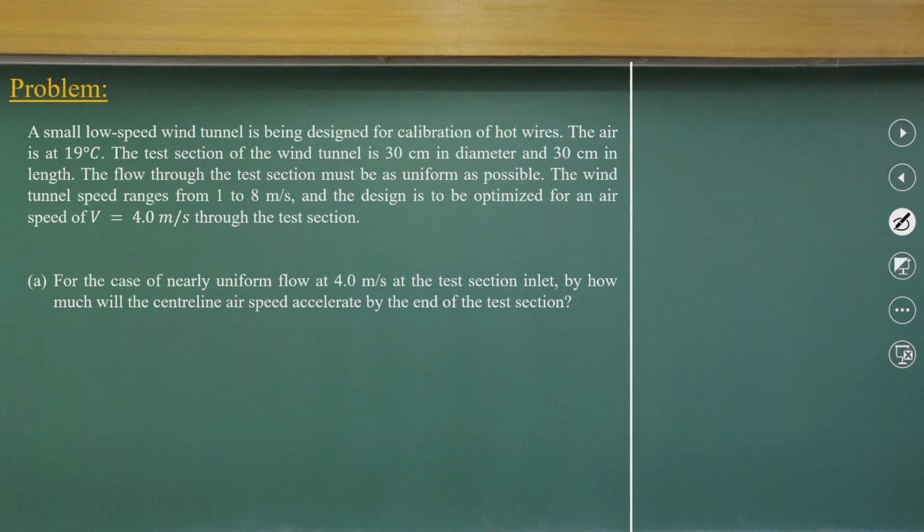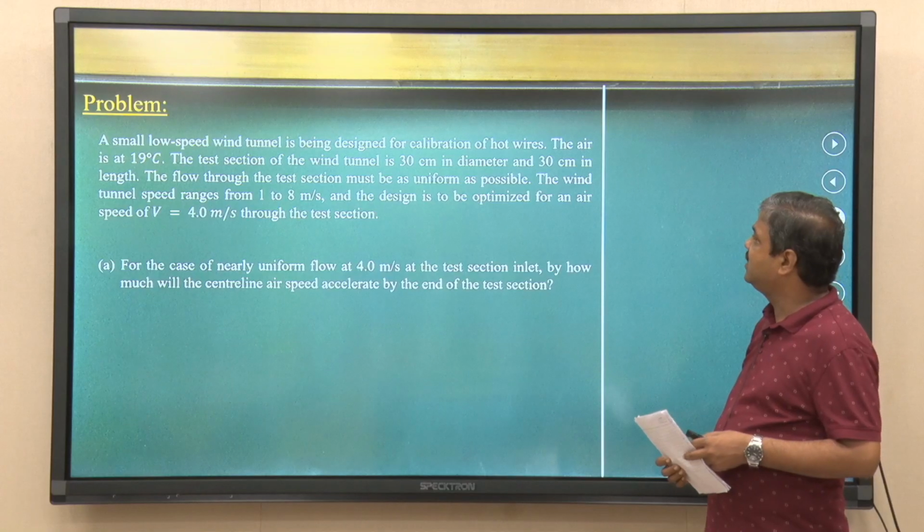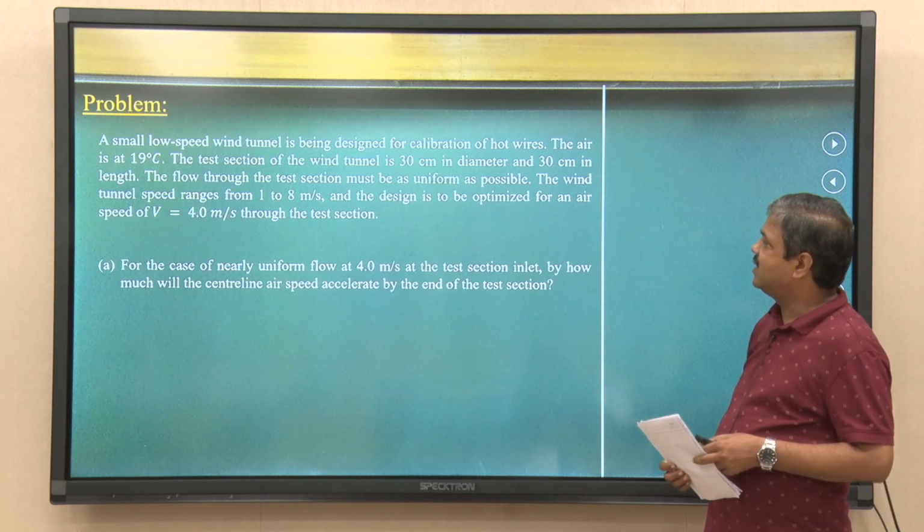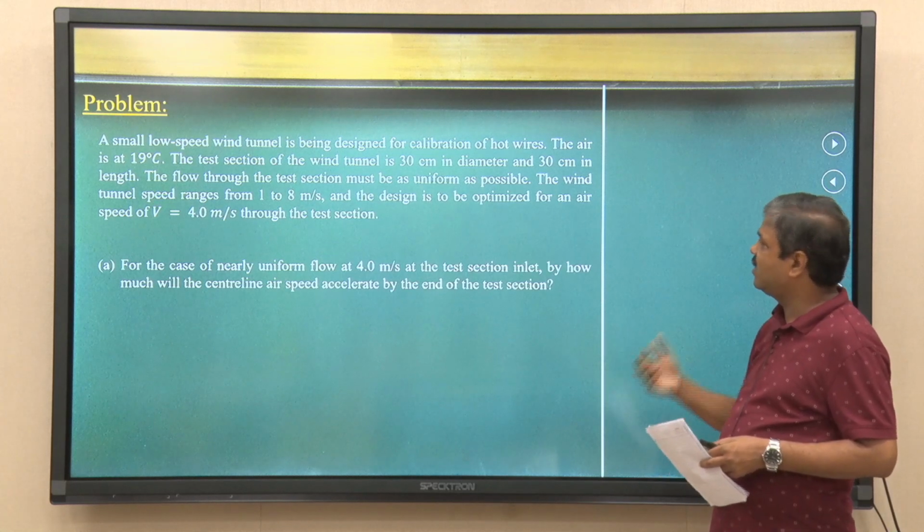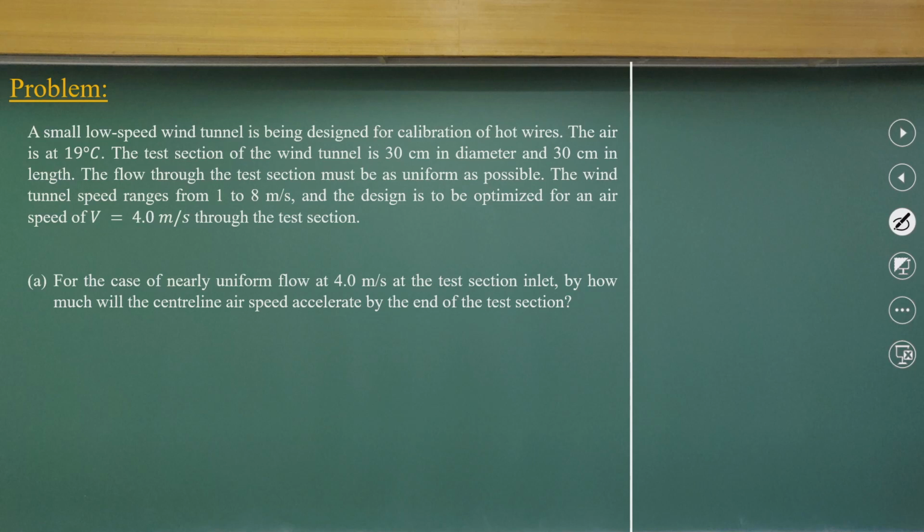Let us come to a very simple problem which is there in the Sinjan Simbala book. There is a low speed wind tunnel we can design for calibrating hot wires. Air is at 19 degrees. So, this is the air flow system. The test section of this wind tunnel is 30 centimeters in diameter, and 30 centimeters in length. So, the length is given to us.